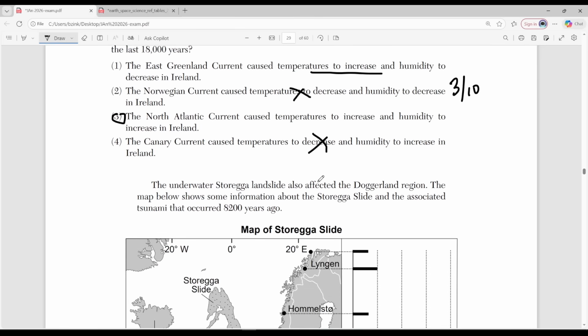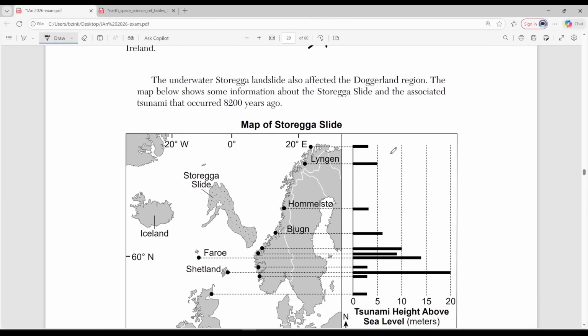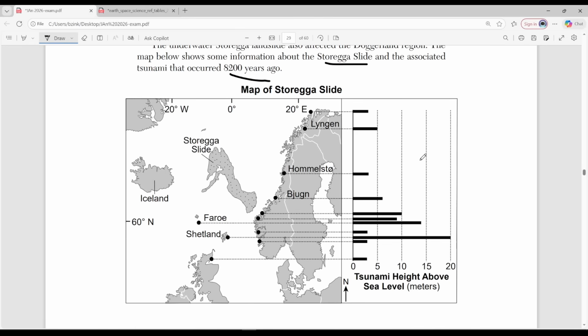The underwater Storegga landslide also affected the Doggerland region. The map below shows some information about the Storegga slide and the associated tsunami that occurred 8,200 years ago. Okay.